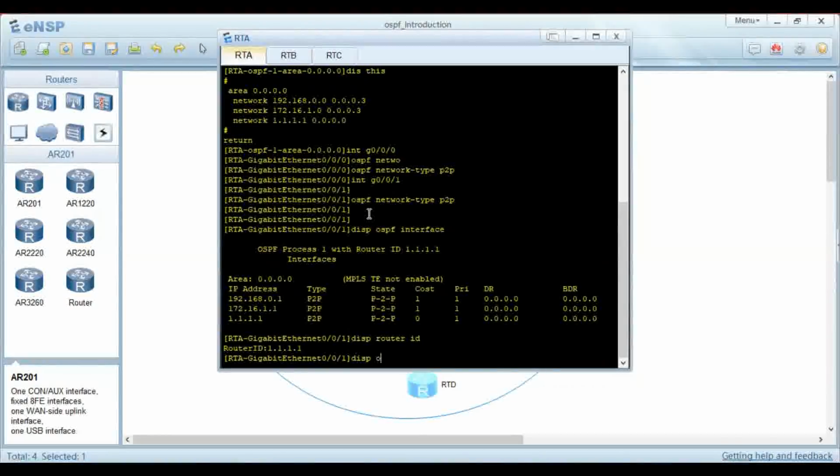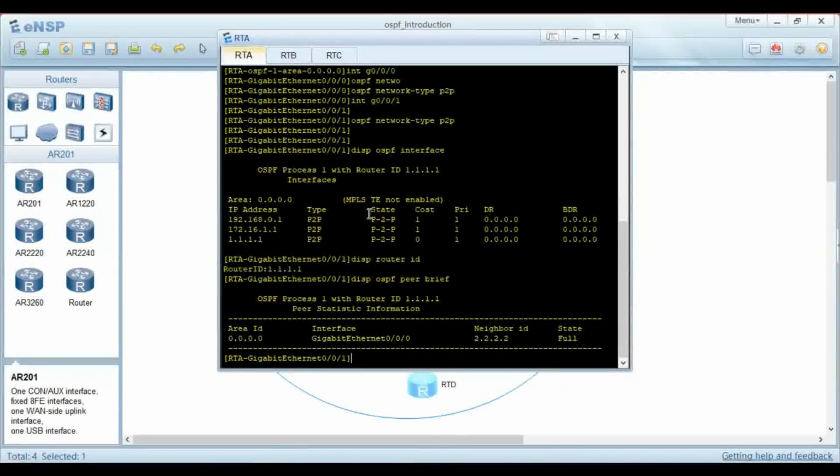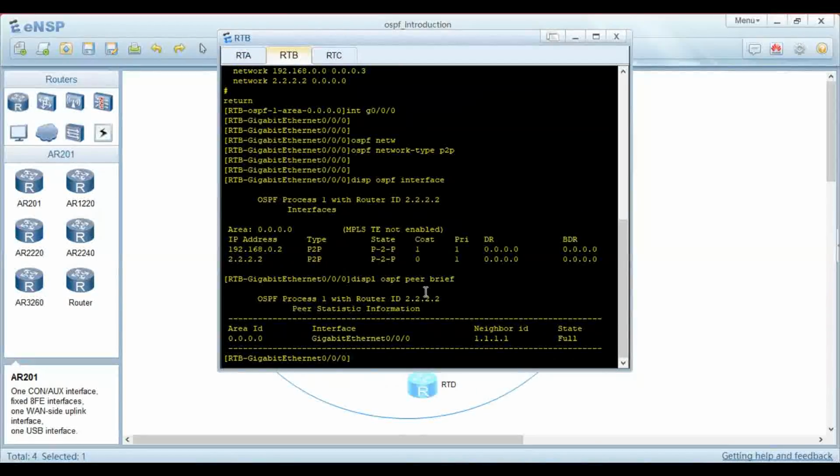We display OSPF peer brief. It has a neighbor, and that neighbor's router ID is 2.2.2. Are we clear on that? So we have our neighbor. What was the next step?